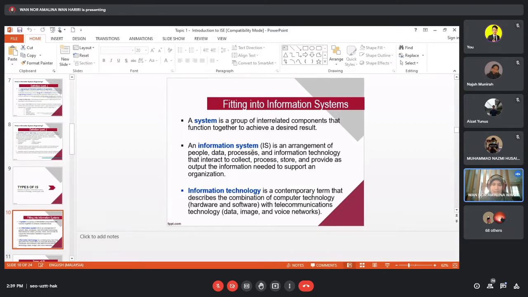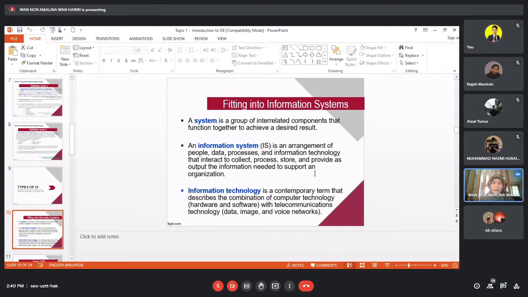Then processes. Okay, there are processes that will be designed, that will be built, yeah, for the information systems to work. And this component, they work together, yeah. Okay, that function together to achieve a desired result. So, if you are saying that you are developing a system, that particular system, ya, mesti ada objektif untuk achieve a desired result. Untuk apa sistem ni? Mesti ada function dia. Mesti ada sebab kenapa sistem itu dibangunkan. Dan dalam sistem tersebut ada komponen seperti ini.